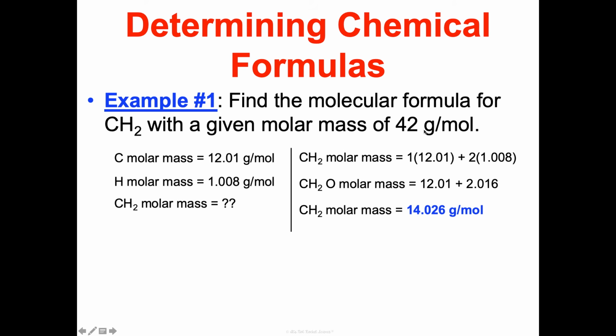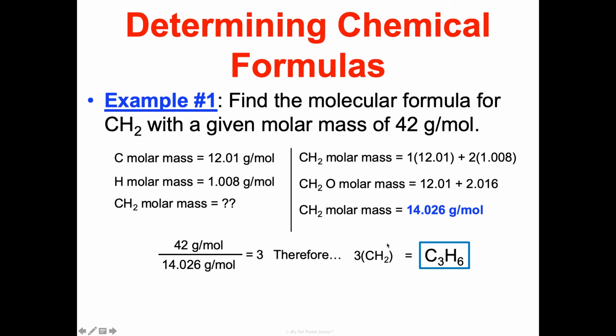Now we just need to compare this to this. Are 42 and 14.026 the same? No. That means your empirical and molecular formulas are different. This is a reduced version of the actual formula. So if it's different, divide by the smallest number: take that 42 grams and divide it by 14.026, and you should get 3. That tells you the molecular formula is 3 times bigger than this. So take 3 times CH2, distribute that, and you get C3H6 as the molecular formula, and CH2 is the empirical.